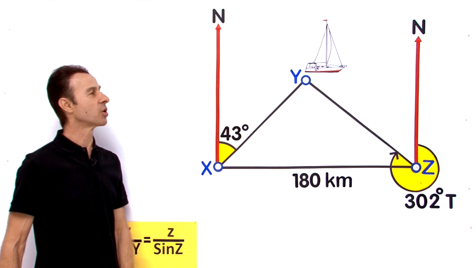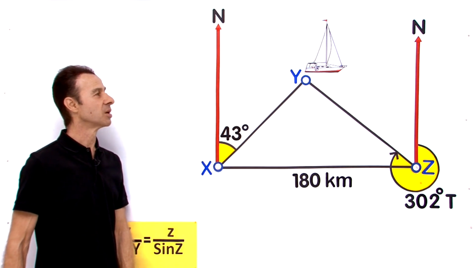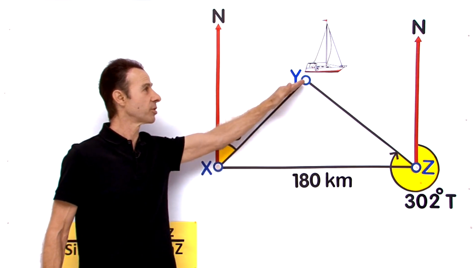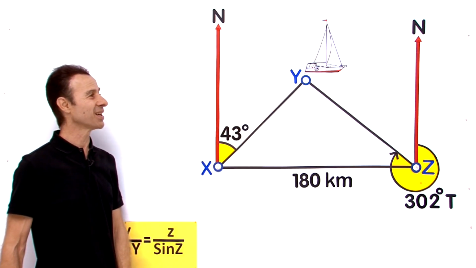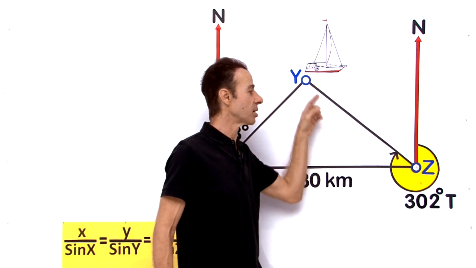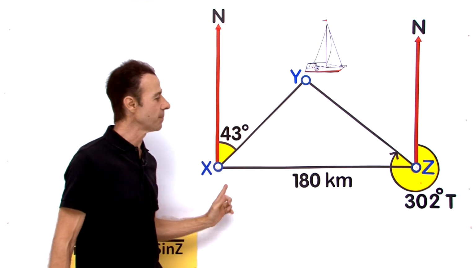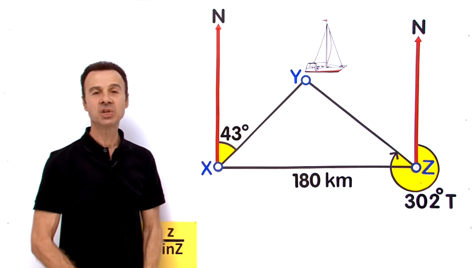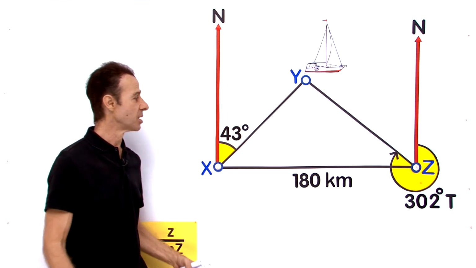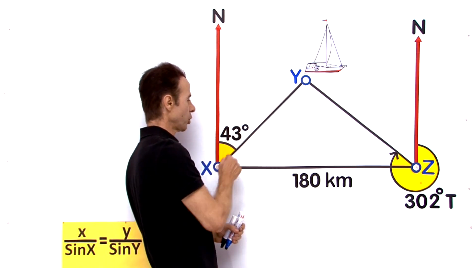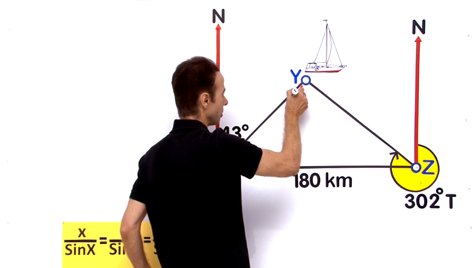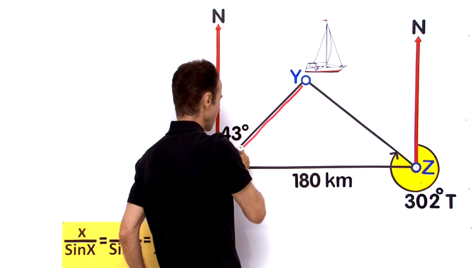The bearing of the yacht from X is 43 degrees true north, 43 degrees true north to the yacht, and from Z it is 302 degrees true north to the yacht. So we got these angles there. We have this one distance. Our mission is to find how far the yacht is from port X. So we're looking for this distance right over here. Let me just mark it out. Looking for that distance. That's the unknown.